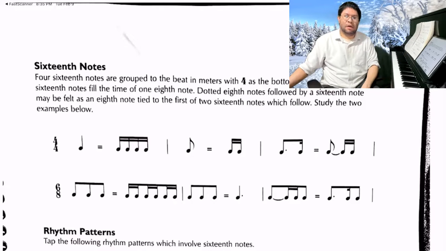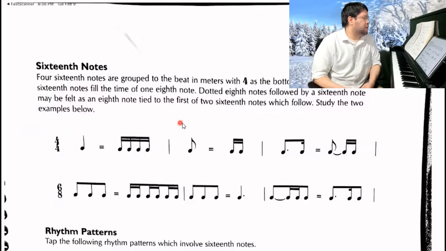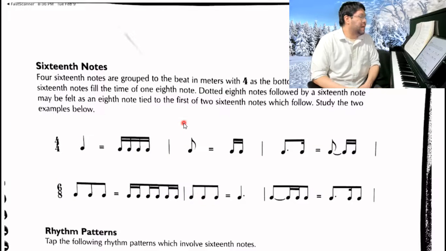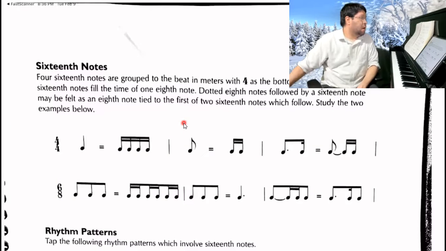Let's go ahead and have my little spotlight show it to you. So we're about right here. And we see that 2 16th notes fill the time of 1/8 note. And then the dot, let's go ahead and talk about that.